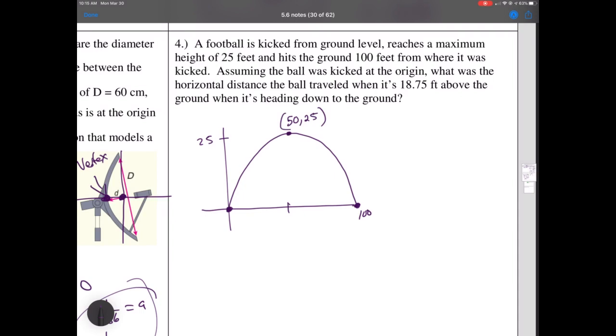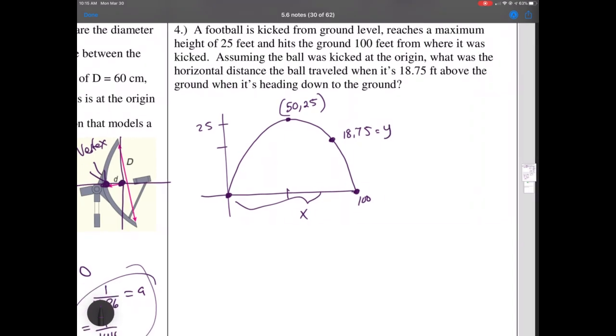So what is the horizontal distance the ball traveled when it's 18.75 feet above the ground when it's heading down to the ground? So assuming that this is around 18.75, I'm trying to find this x distance here. This is my y value. So I want to write the equation for this parabola first. So I have y equals a times x minus 50 squared, because I don't know what a is yet, plus 25.